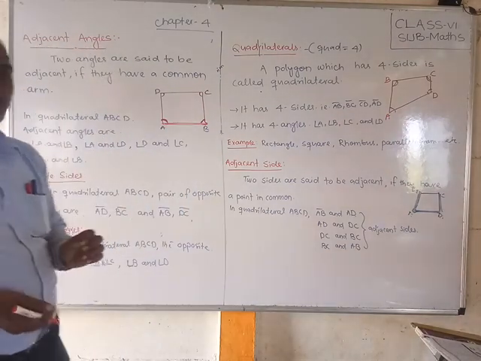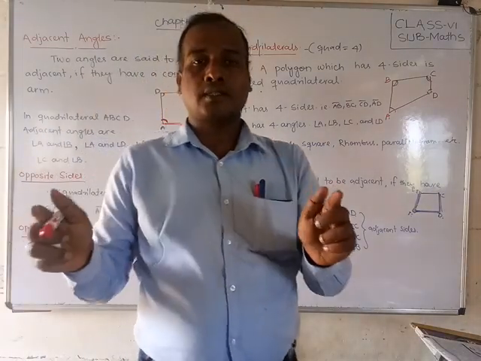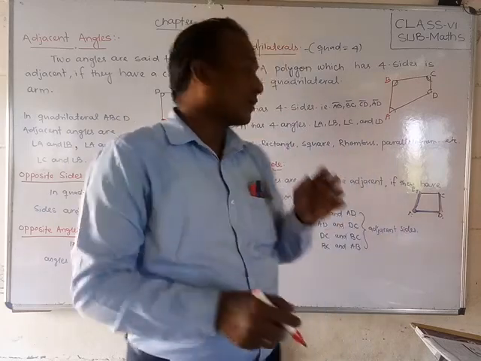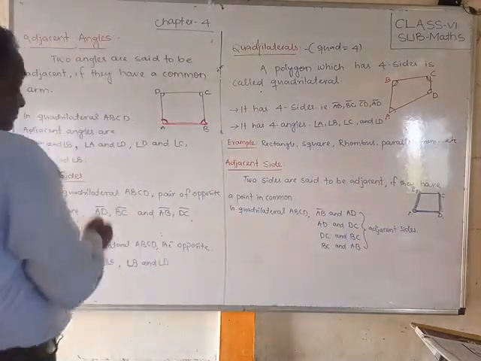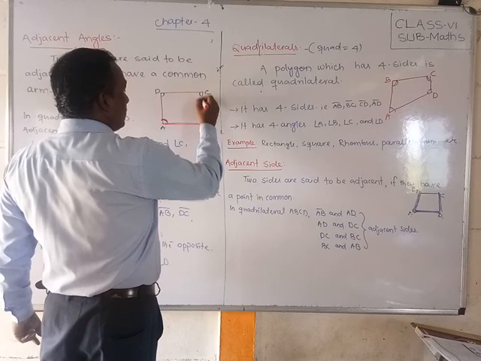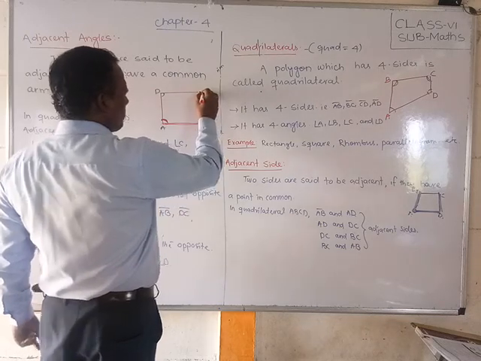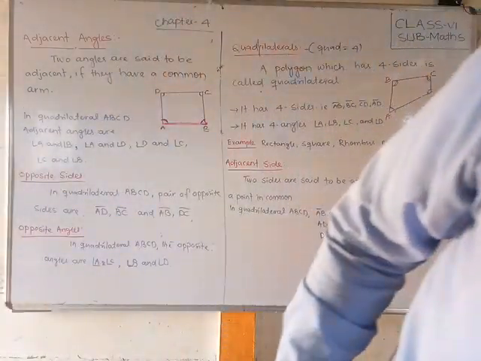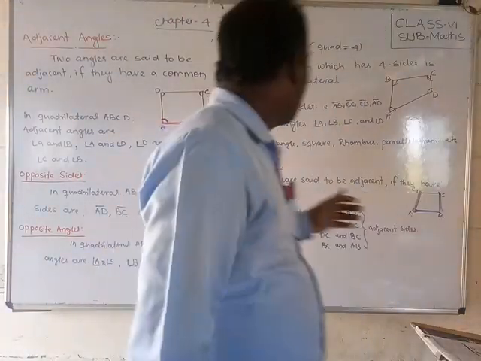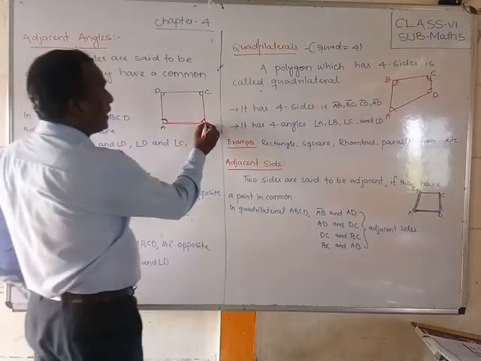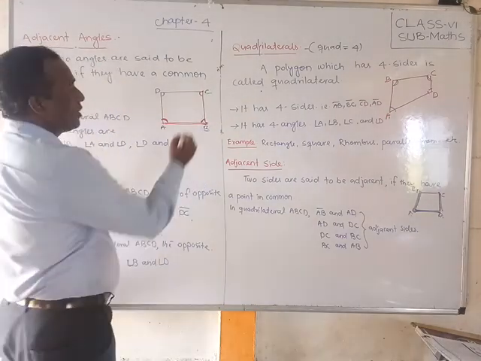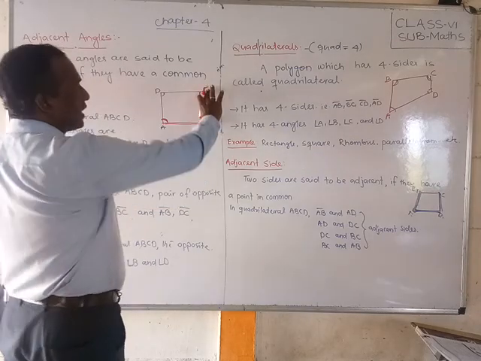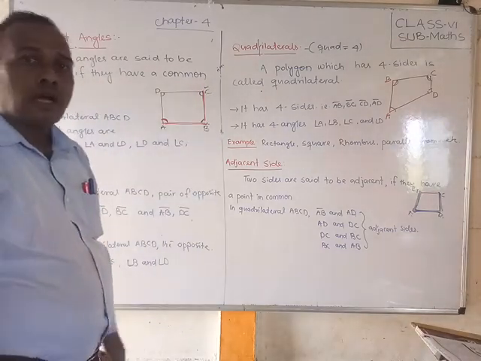Did you understand, friends? For any two angles, you observe whether they have one side or arm in common. That is called a common arm. Suppose B and C. If you say B and C, what will happen? BC is the common arm. So angle B and angle C are called adjacent angles.